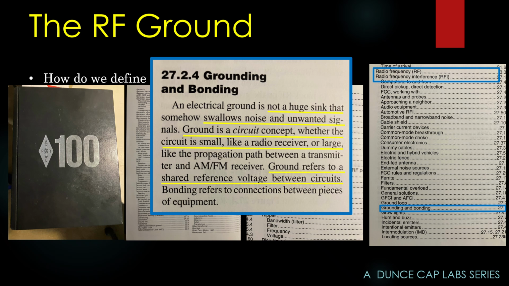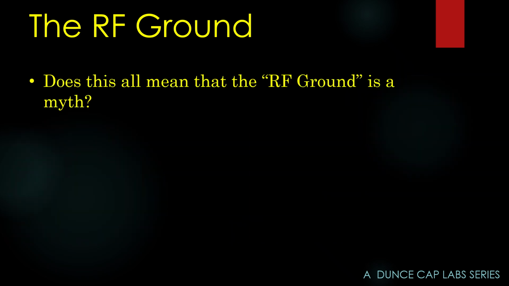Now they threw that thing in there about the path between the transmitter and the receiver. That's a little bit confusing because that is a path. But don't get the idea that they're saying your radio signal goes from your transmitter to the other guy's receiver and then it somehow comes back to you through the ground. That's not what they're saying. So does all this mean that the RF ground is a myth? Some say it is, but I kind of think that's throwing the baby out with the bathwater.